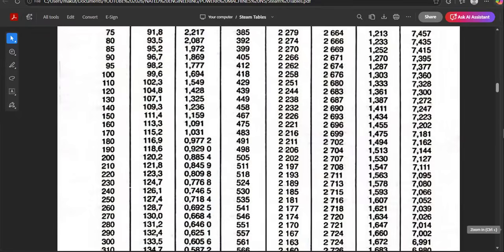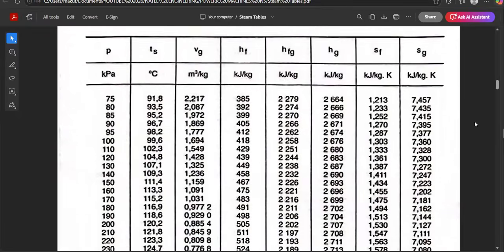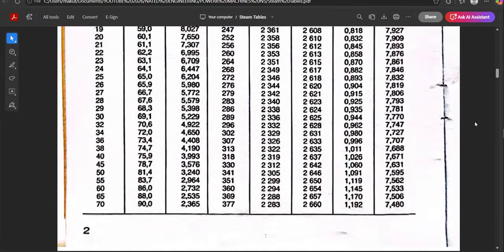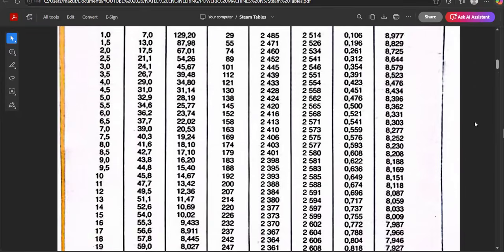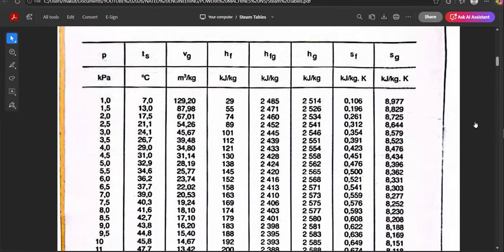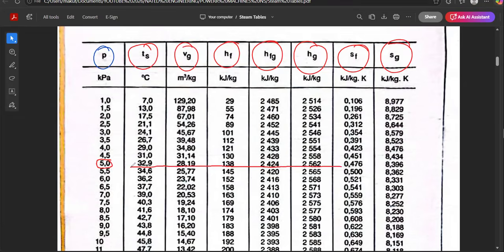Let us take a consideration from our steam tables. I want us to understand what exactly we have here. If we are given a certain value of pressure, let us consider maybe 5 kilopascal. Remember, our pressure is given in kilopascal. It has corresponding values, the TS, VG, HF, HFG, all these up to the last one.